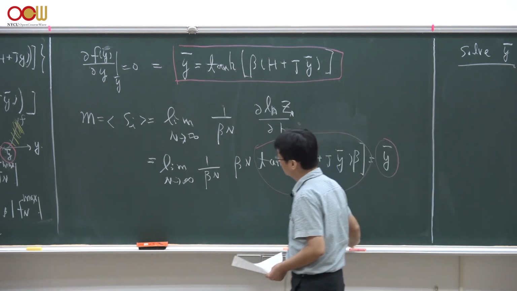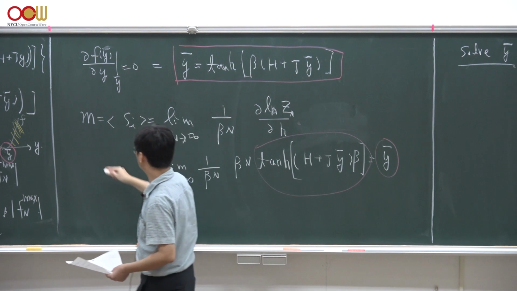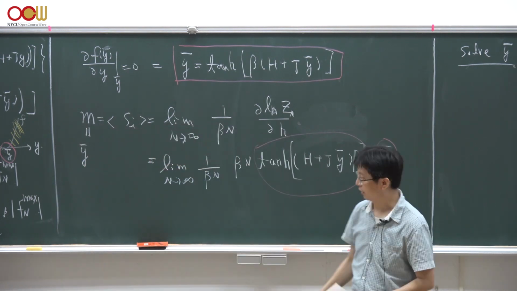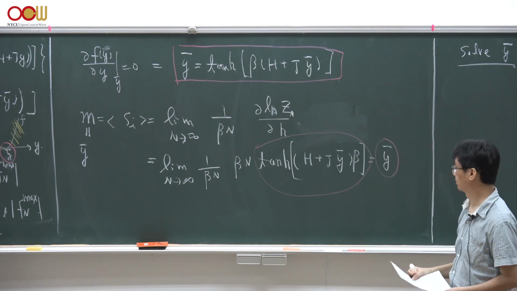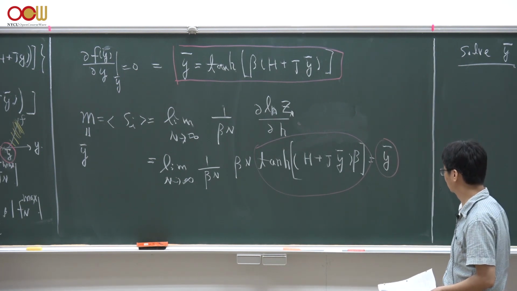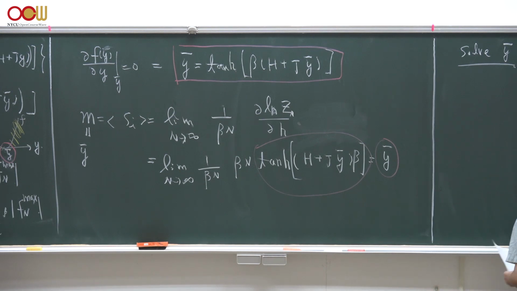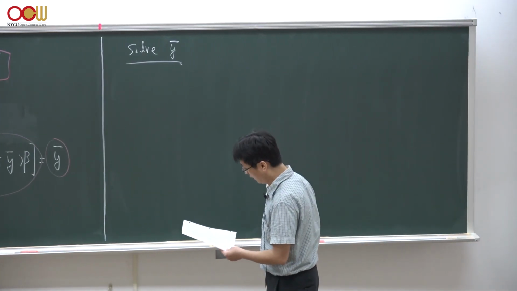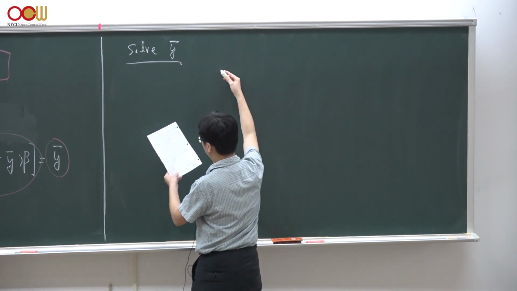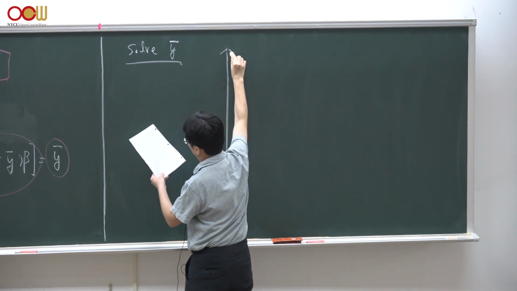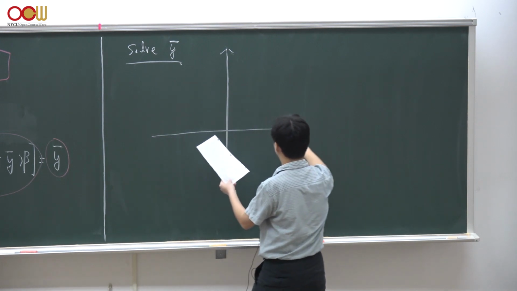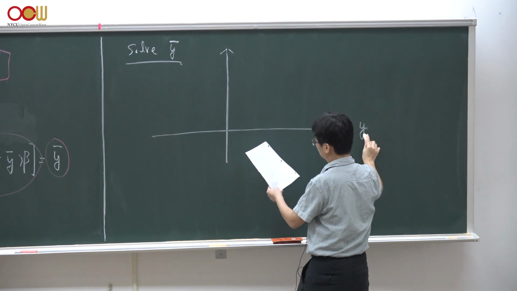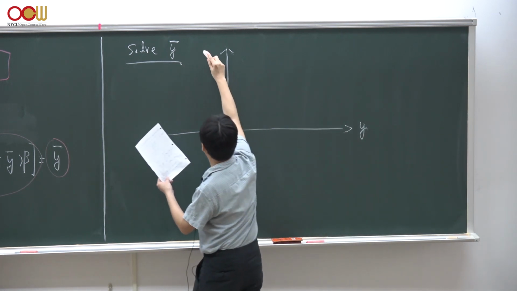And therefore, if we find the y bar, this y bar is simply a single spin ensemble averaged value. All right? So that's really magic. So let's try to solve this saddle point equation. To solve this, a smarter way is to use a plot or figure to find an intersection between two curves. One is a linear function in y. Another is the hyperbolic tangent function.